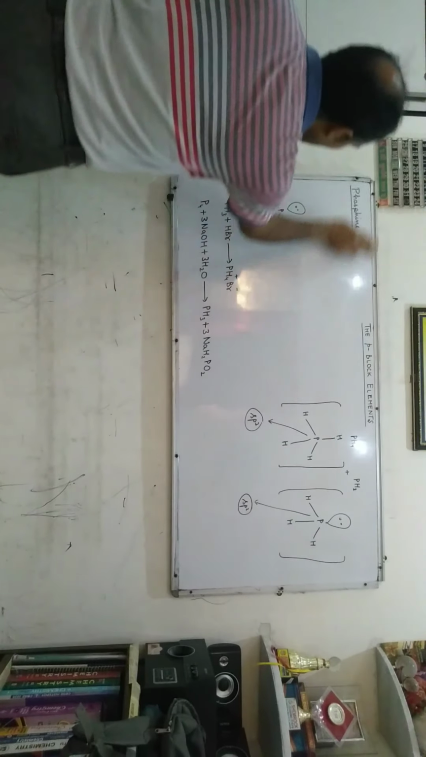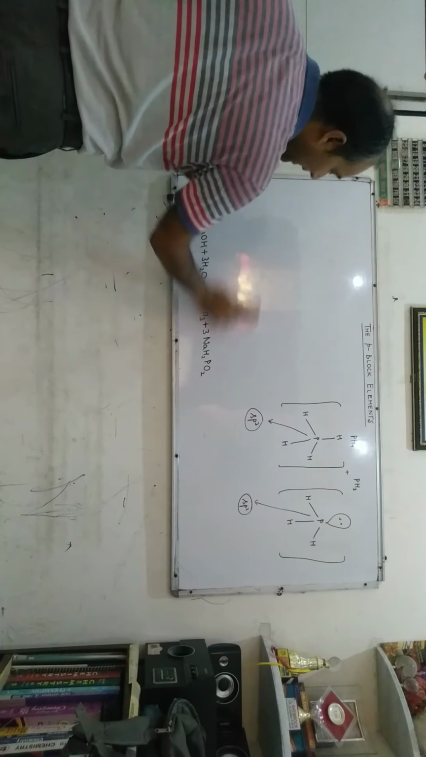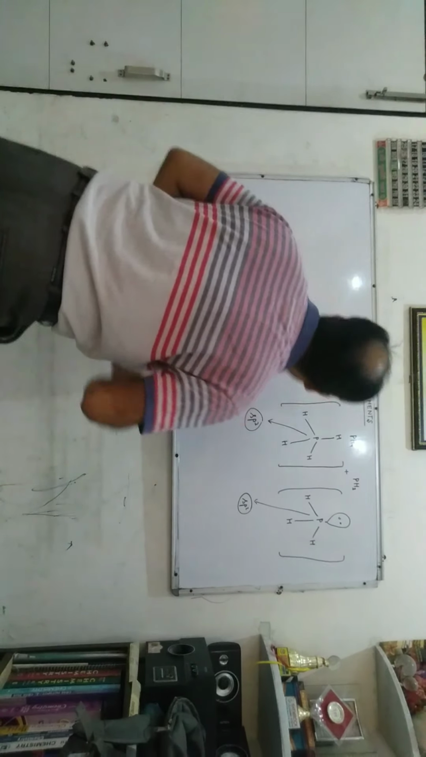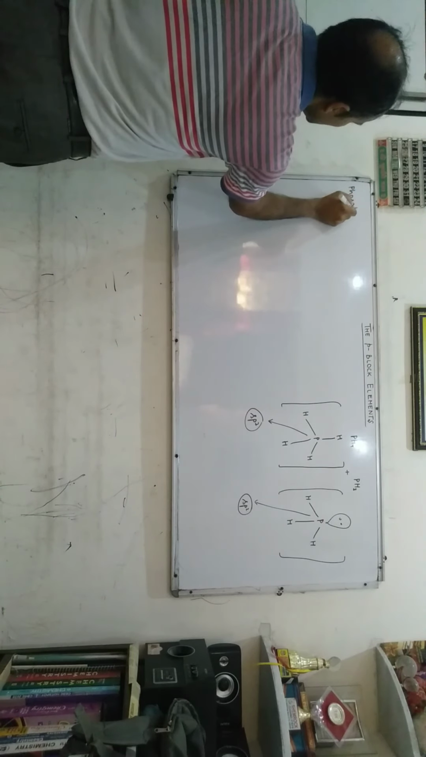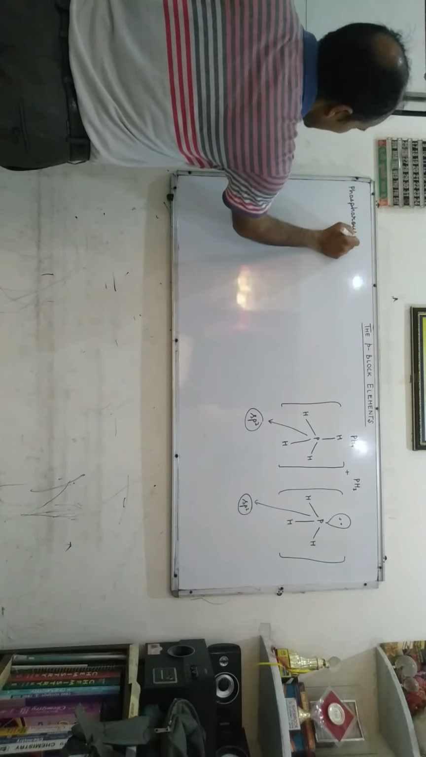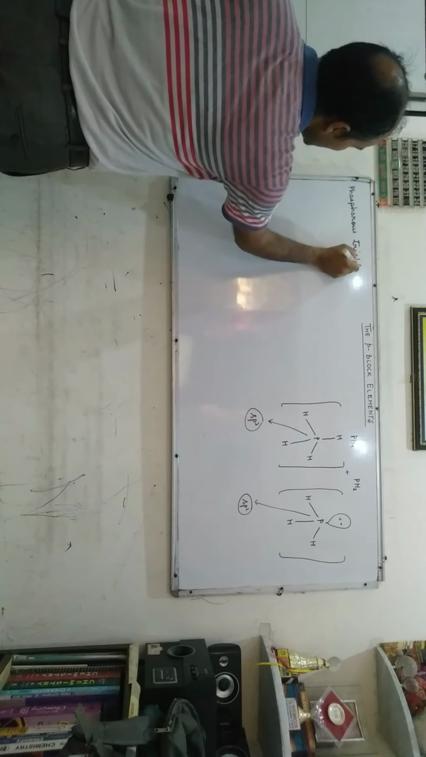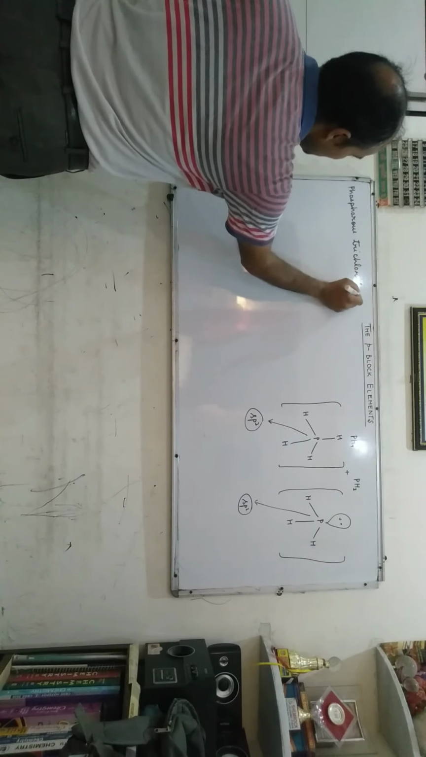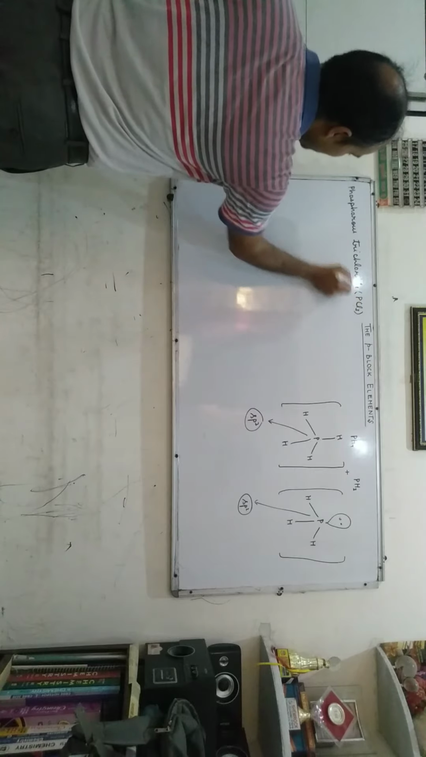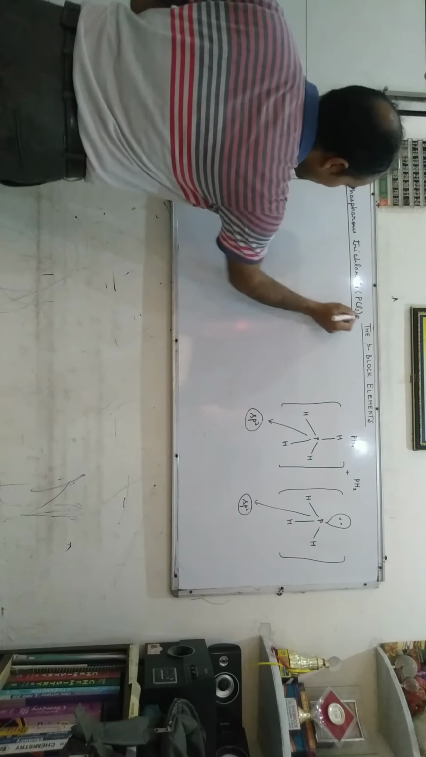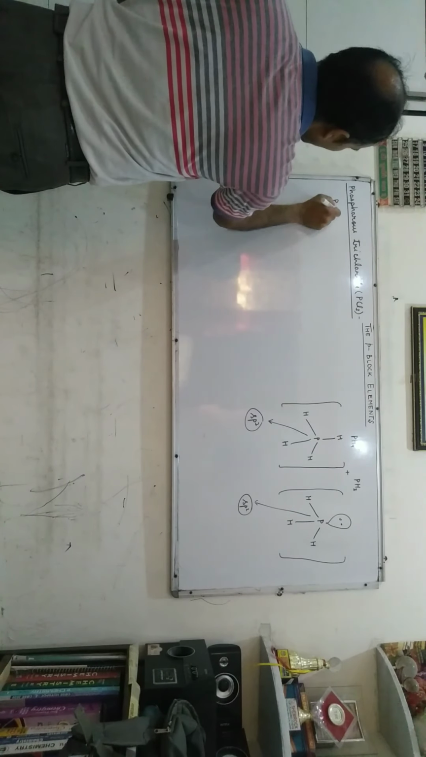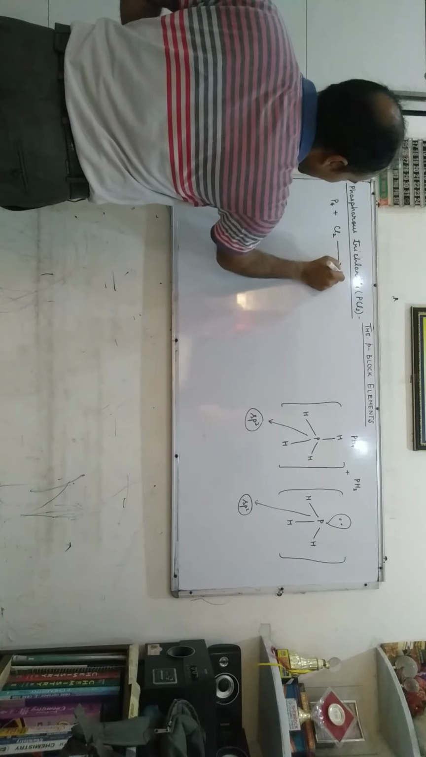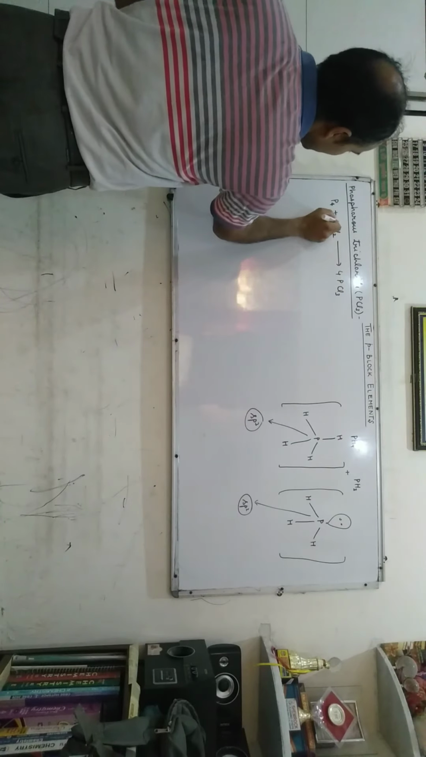Now, let us discuss phosphorus halides. In phosphorus halides, we deal with two types of phosphorus chlorides. Number one is phosphorus trichloride. Phosphorus trichloride has formula PCl3 and is prepared by passing chlorine over white phosphorus.